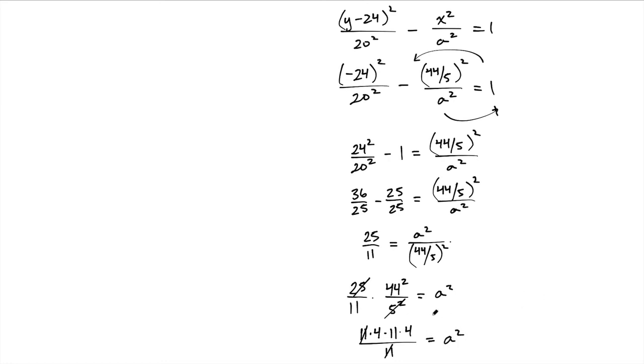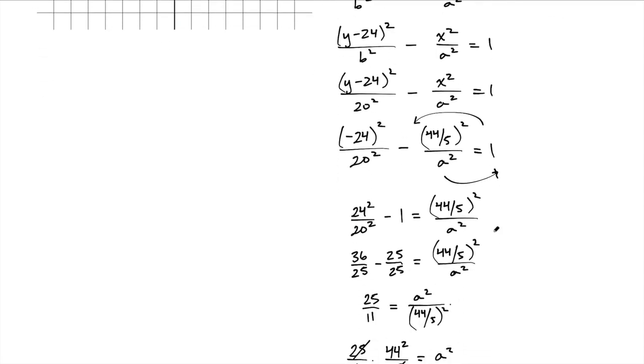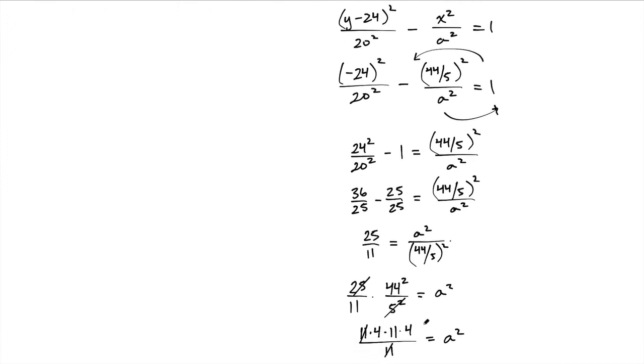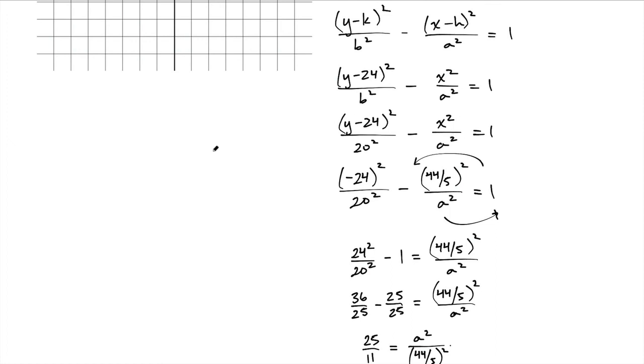I actually don't care what a is because I'm just looking for the equation for this, and here's my equation. I just need to know what a squared is. So I have a squared here. This is 176. And so now that's a squared, so I can take that and plug that back in up here. And I go ahead and I get my final Cartesian equation. I'll go ahead and write it out. 20 squared is 400. And then minus x squared over 176 is equal to 1.